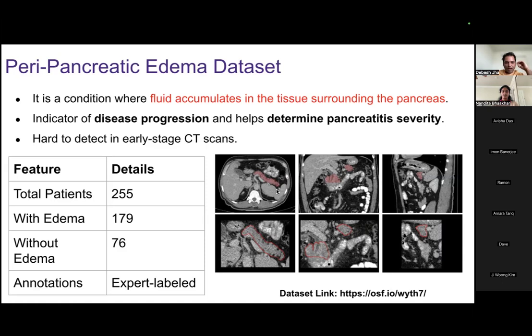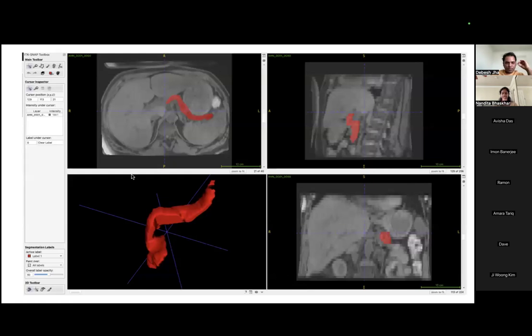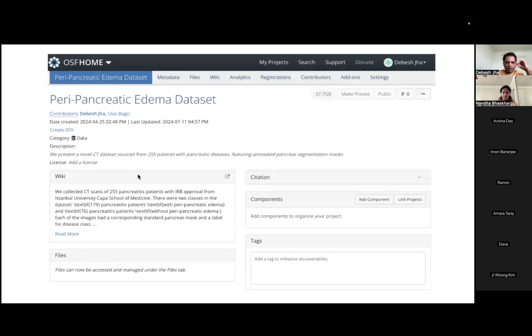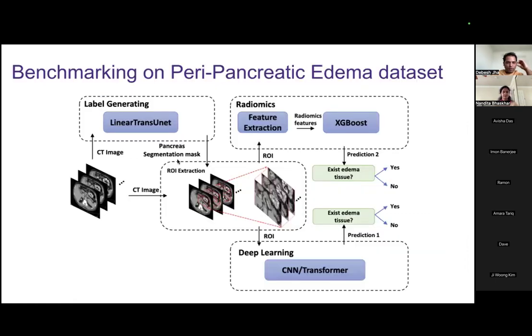And it is hard to detect. So we developed a dataset comprised of 255 patients, with patients with edema and without edema, and then we made it open access to the community. The annotation protocol is the same as that of the liver cirrhosis dataset. And this is how we have released it in the open, on OSF. And then we benchmarked after we released the dataset.